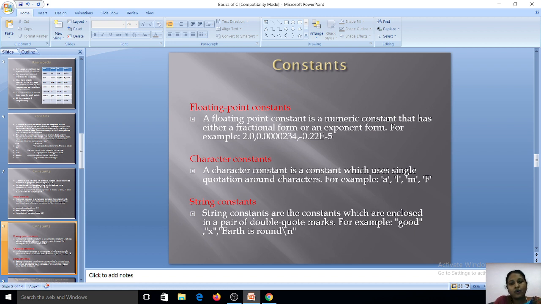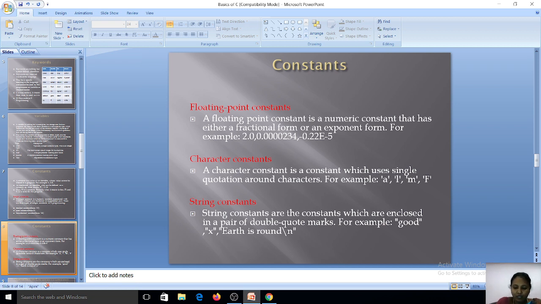Next we will see about floating point constant. Floating point constant is a numeric constant that has either a fractional form or an exponent form. The point values are said to be floating point constants, as opposed to integer constants.